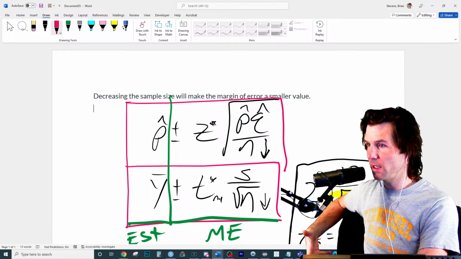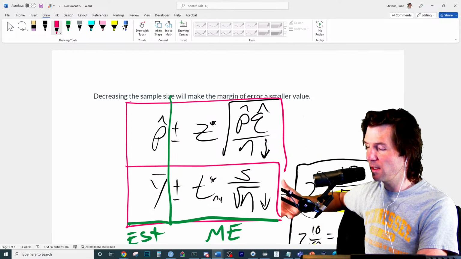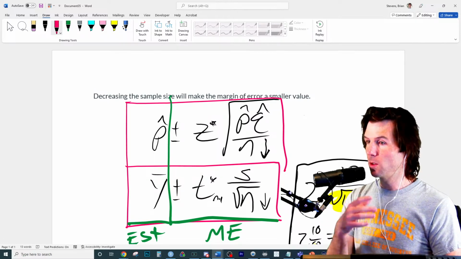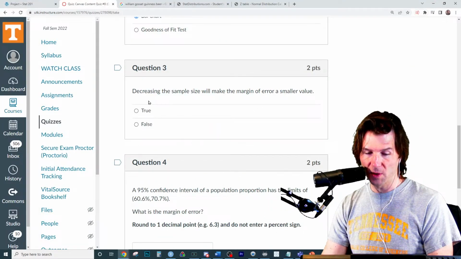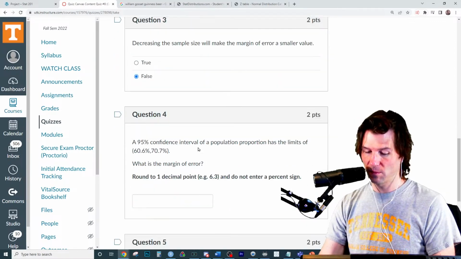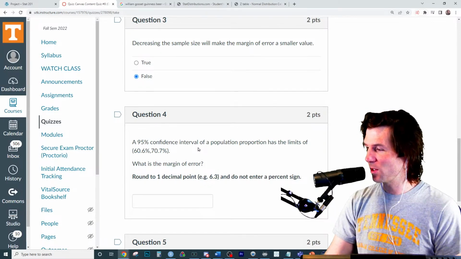You do get a formula sheet for the test, but know what the notation is. Know how to understand what the problem's asking. Because if you get to a problem about the margin of error, you're like, well, where's the margin of error in the problem? So you have to know where the margin of error is. It's everything after the plus or minus, and that's a huge help. So, decreasing the sample size will make the margin of error smaller? No, it'll make it larger because you have more variation, or less understanding of your data, we should say.